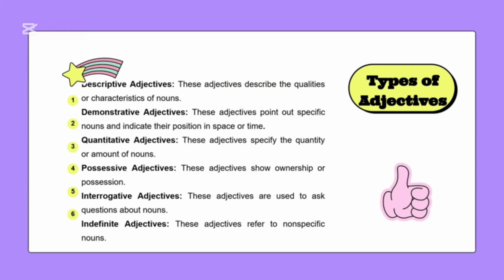Last one, indefinite adjectives. We're not specific here. We can say some, few. We don't know the amount. So let's look at an example: there are some cookies left in the jar. There are how many? Not specific. Some. The word some is the indefinite adjective.